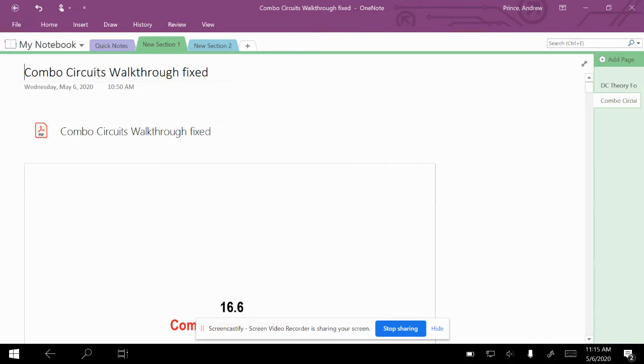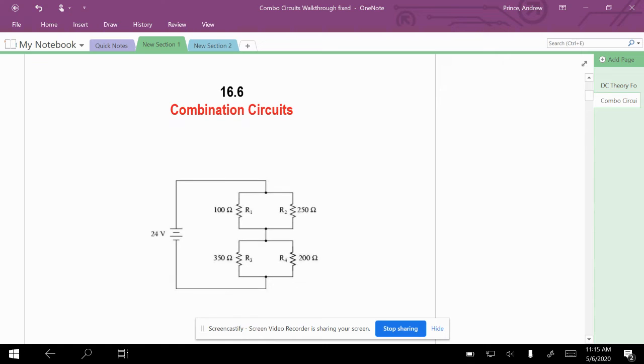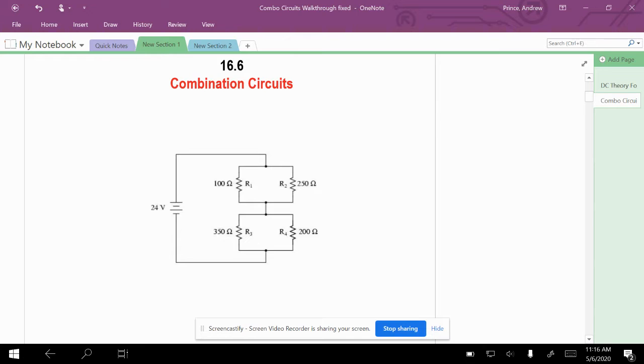This is our first day of combination circuits, so I want to ease on into it just because I don't want to leave anybody behind. But let's just cover some of the basics. A lot of it should be review because it was in your reading assignment. But I want to look at the basics of these combination circuits. So we got an example one right here.